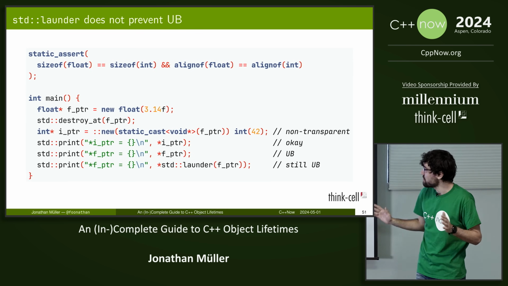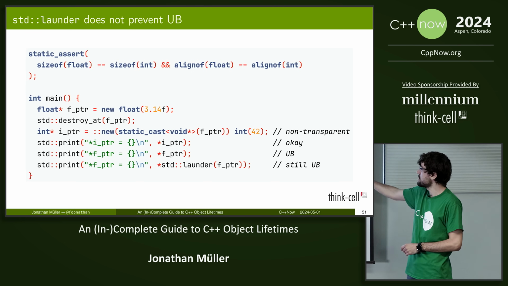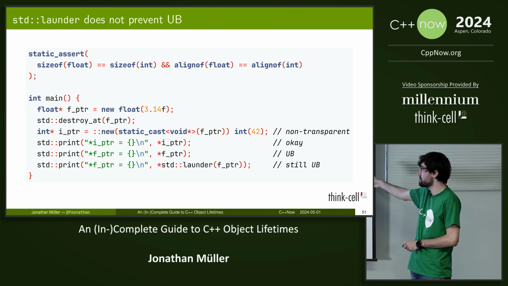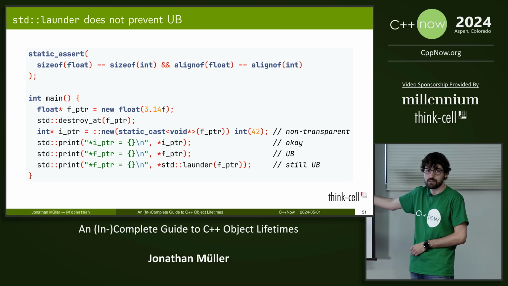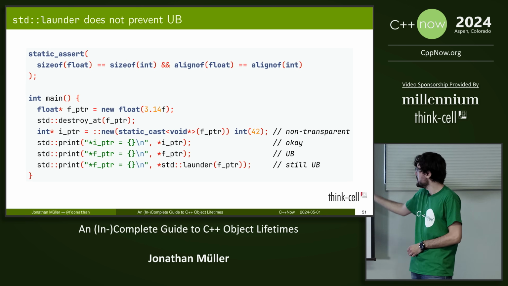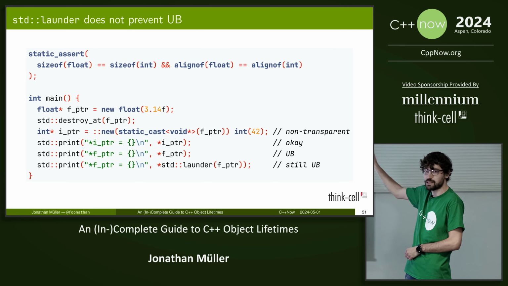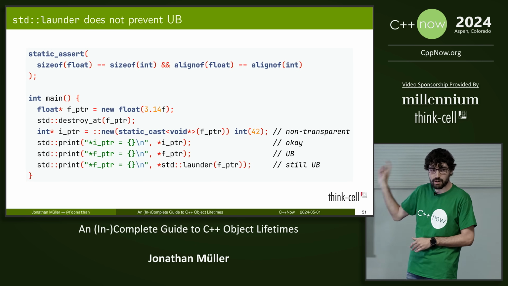However, standard launder does not prevent UB. So we're assuming float and int have the same size and alignment. We're creating a float. We're destroying that float. We are putting an int at that same address. This is non-transparent because int and float are different types. We can use the int pointer. We cannot use the float pointer. We don't have a float. Even if we launder it, we still don't have a float there, right? Still undefined behavior. Launder isn't magic and doesn't say the float is there anymore, right? It does a very particular thing.